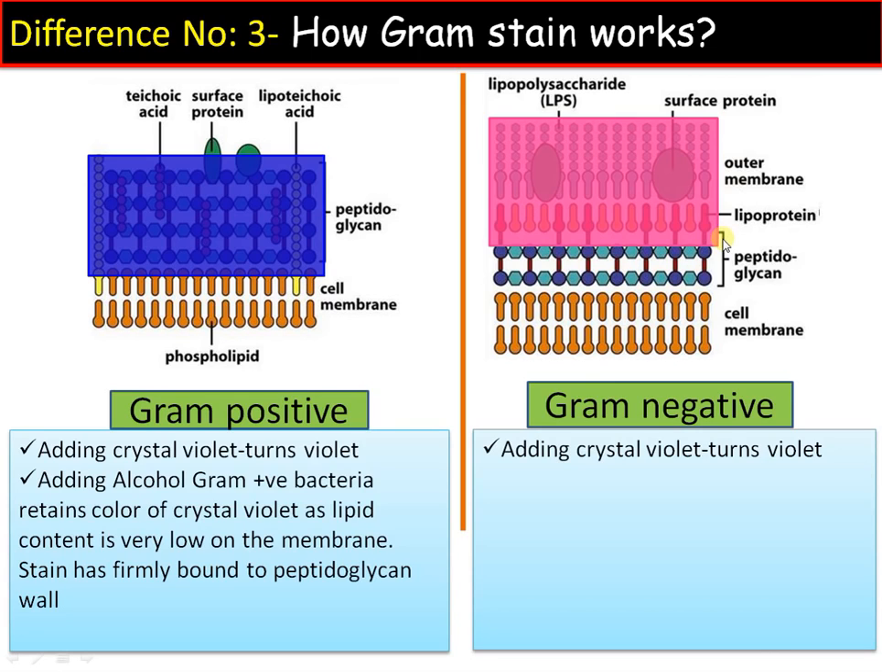Whereas in gram-negative bacteria, lipid content is very high in the outer membrane. Therefore, alcohol will remove the crystal violet bound to the outer membrane. A further stain like safranin is needed to visualize gram-negative bacteria after alcohol treatment.